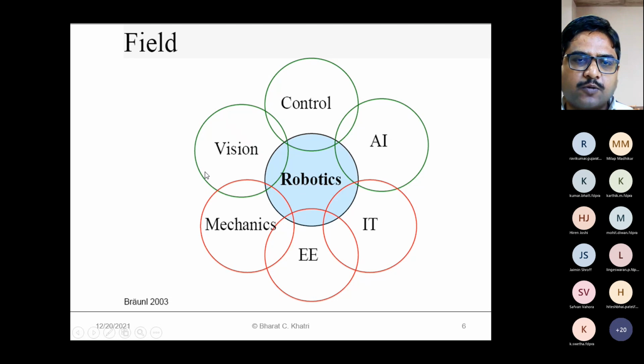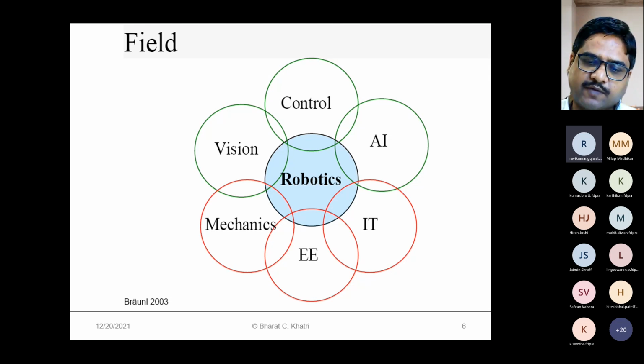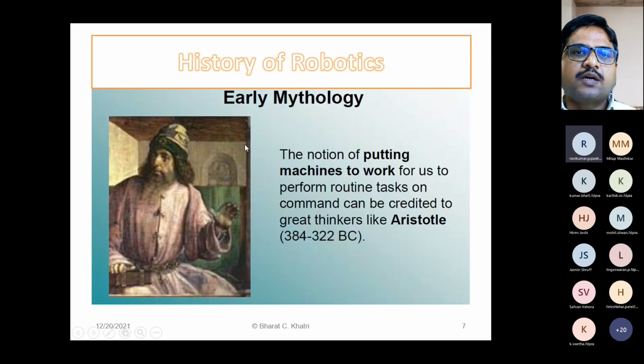So nowadays, robotics is not limited to one field. It is covering a lot of things, right? So it is nothing one person can do. It requires a group or team to work on this task and give the required things as per the applications. So these are the fields where robotics is useful, where people can work. Now we'll go through the history of robotics, how it started.